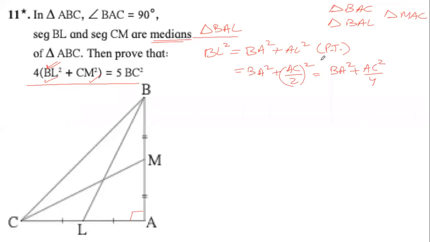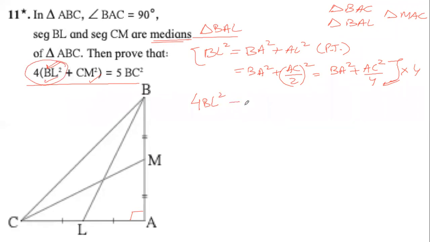Okay. Now you see there is a denominator. To remove the denominator, I can try multiplying the whole equation by 4. If we do that, the left hand side becomes 4BL square. Look, the magic has started, we got 4BL square.